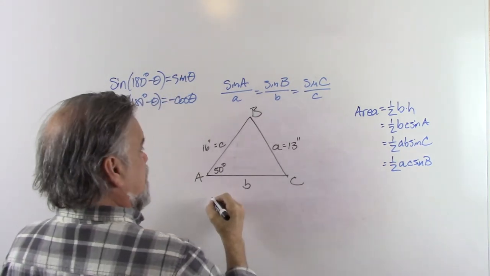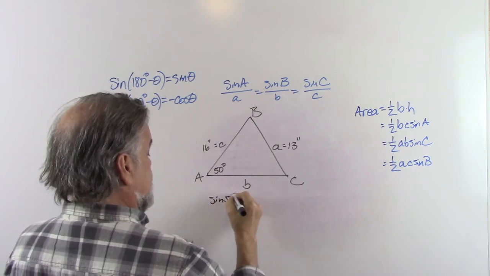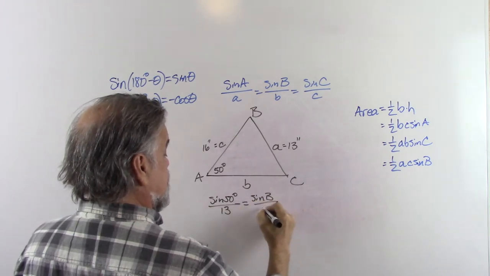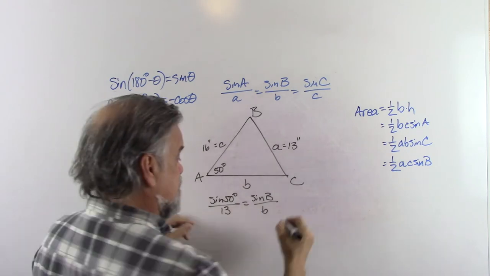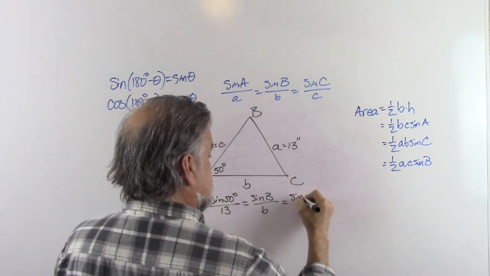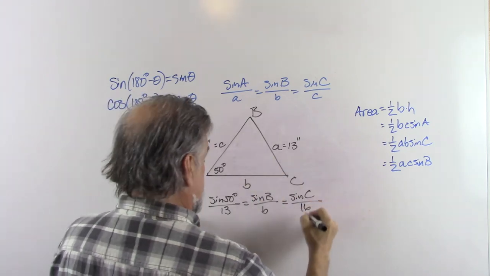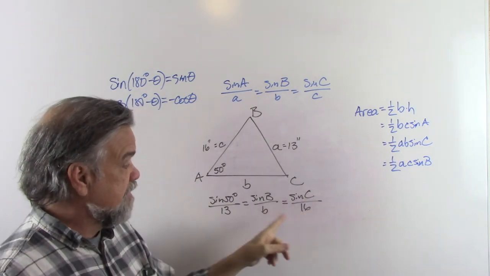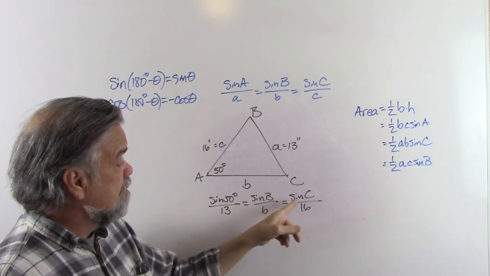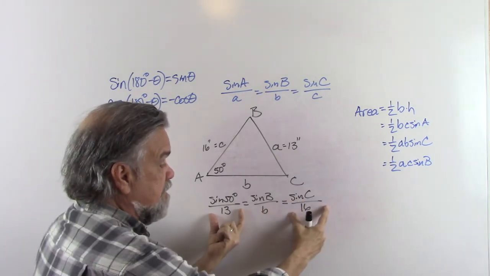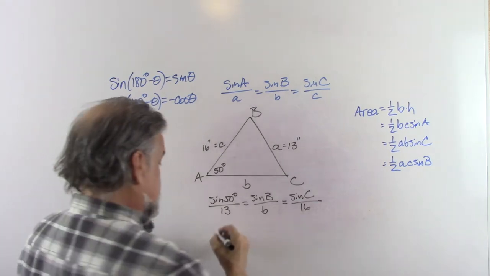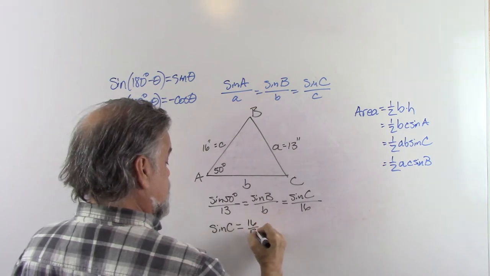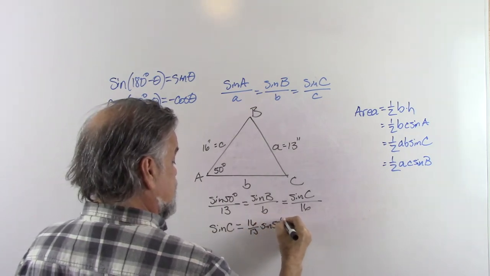We have the sine of 50 over 13 equals the sine of B over B. Oh, two unknowns in the same fraction. And that equals the sine of C over 16. Okay. It's pretty obvious that the first thing we ought to try to find is angle C, because we don't have enough information about the B's. So if I look at this fraction, multiply both sides by 16, I get that the sine of angle C is going to be 16 over 13 times the sine of 50 degrees.